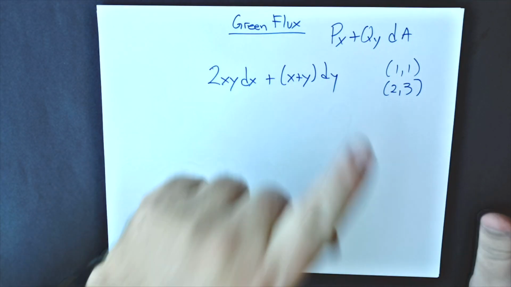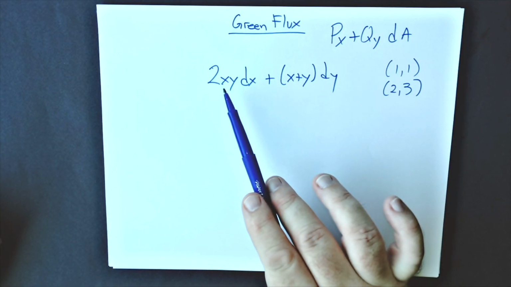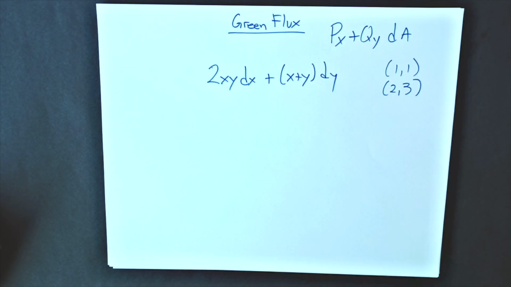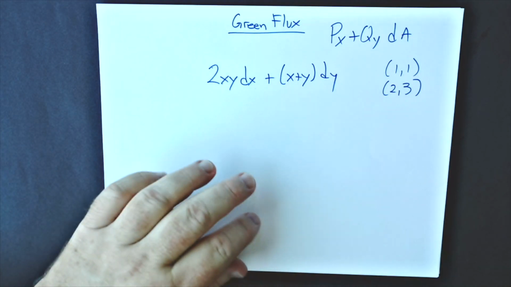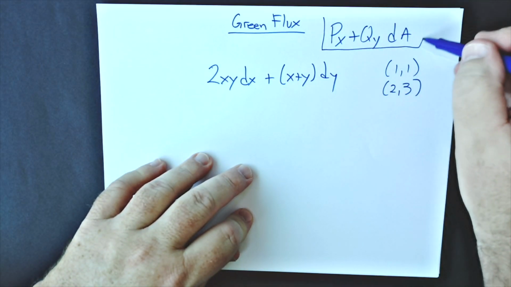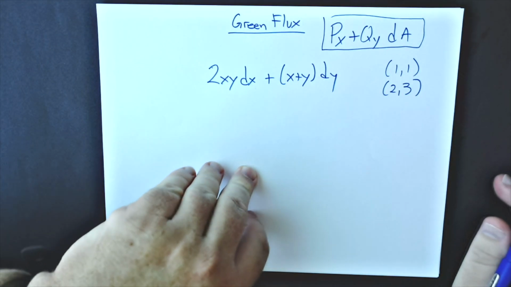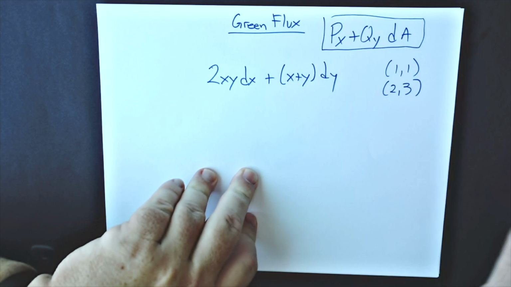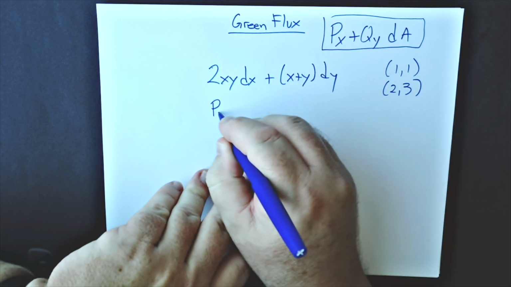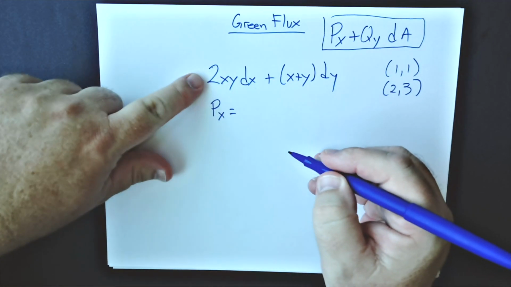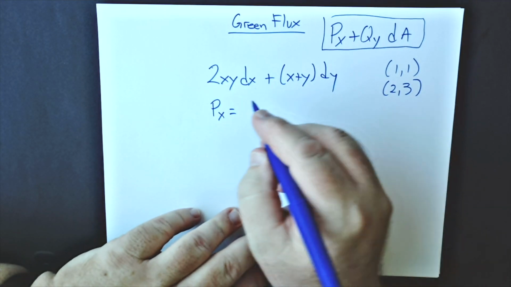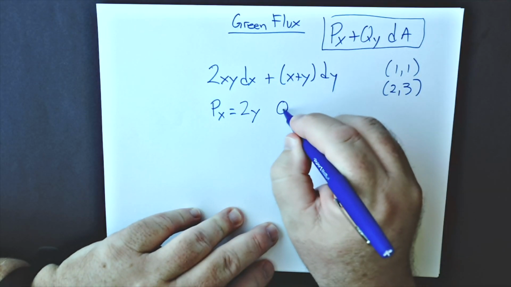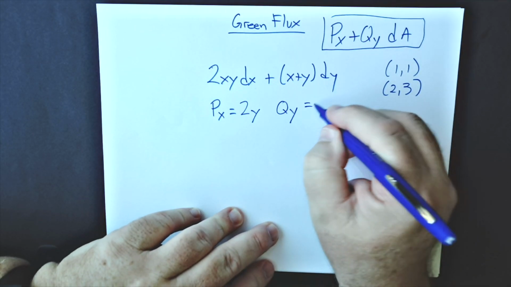So this was our first problem here. We've got 2xy dx, that's our P, plus x plus y dy, that's our Q. Now, up here, I just put a little note. That's our formula for the flux form. So we're going to say that P sub x, this is our P, looks like that's going to be 2y. And Q sub y looks like that's just going to be 1.